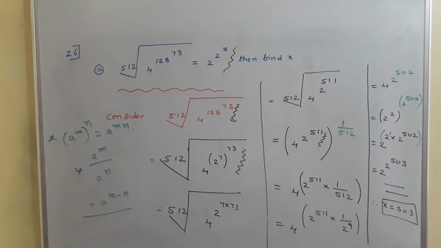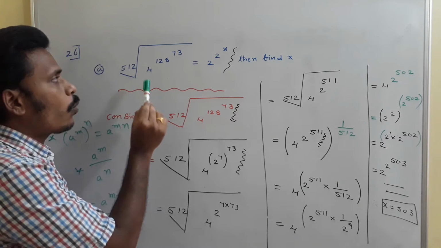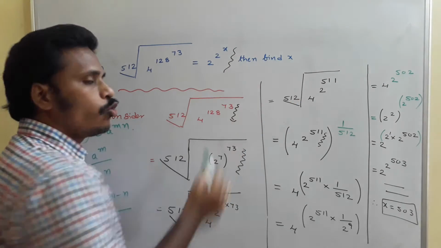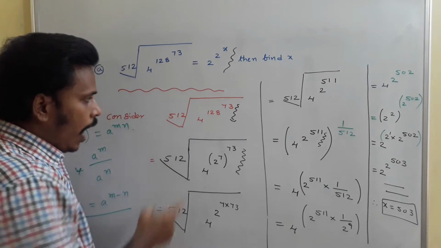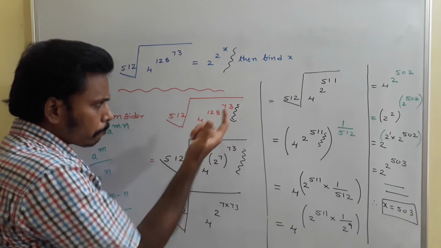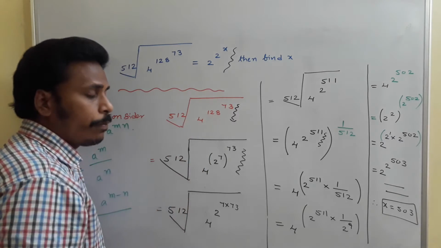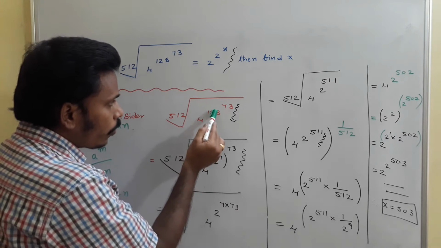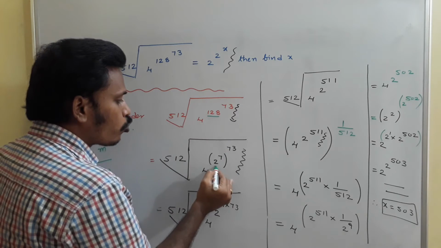Yeah, just have a look once again. See, the problem is the 512th root of 4 power 128 power 73 is equal to 2 power 2 power x. We need to find the value of x. Okay. You just start your discussion on the left side, and in this inner part, that means 4 power 128 power 73. The brackets are not involved, so we need to simplify from power to the base. Just pay attention to this power, 128 power 73. This 128 can be written as 2 power 7. I am just rewriting this 128 as 2 power 7.